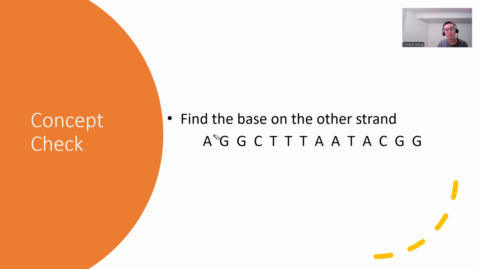Okay, so what base does A pair with? Do you remember? T, that's right. A pairs with T, and G pairs with C. That's all you have to know. C goes with G, and you can easily come up with the other strand. This property of DNA is called complementary. If you know one half, you can predict the other half.